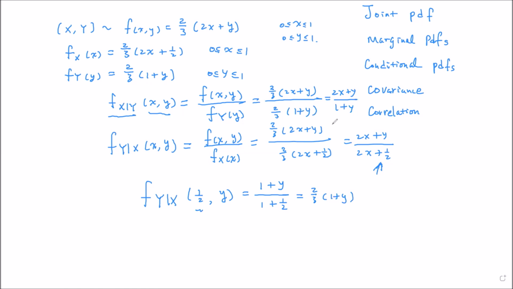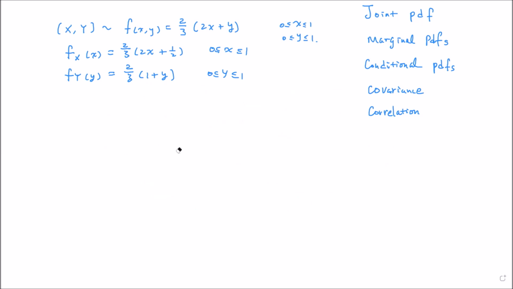Okay, so for the continuous case, the conditional PDFs are pretty easy to find. Once you get the marginal and the joint density is given, then you just find the ratio. So it's pretty easy. The conditional PDFs are done. We're not going to use them for the following concepts, so I'm going to just erase everything here.